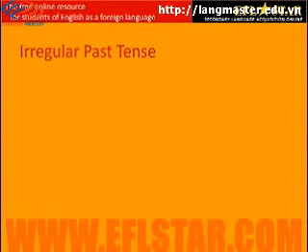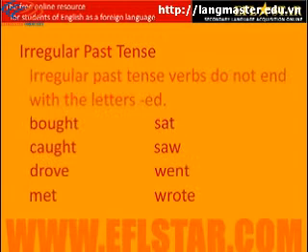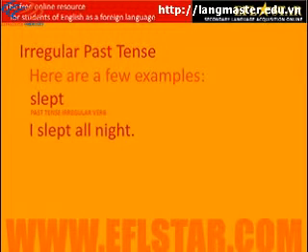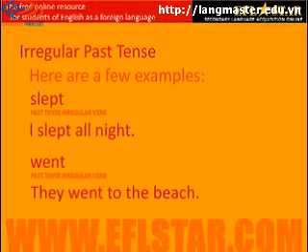Irregular past tense. Irregular past tense verbs do not end with the letters ed. Here are a few examples. Slept. I slept all night. Went. They went to the beach.